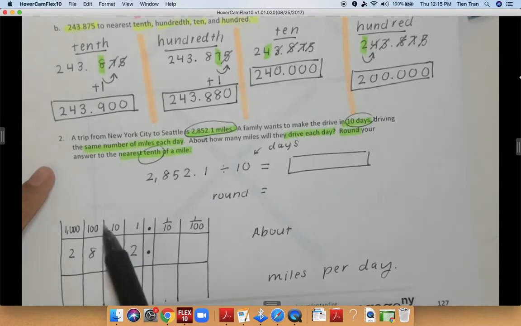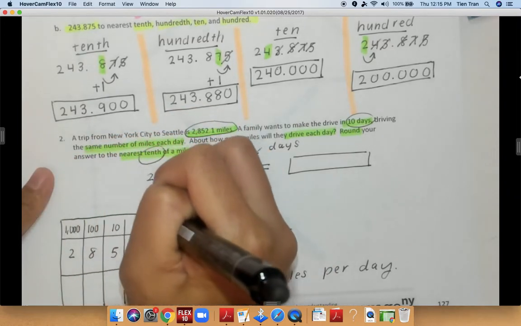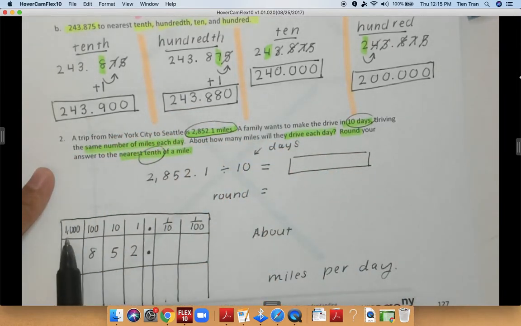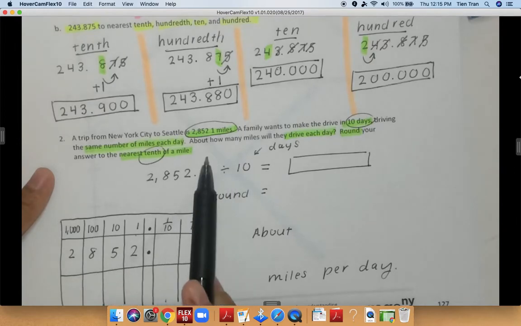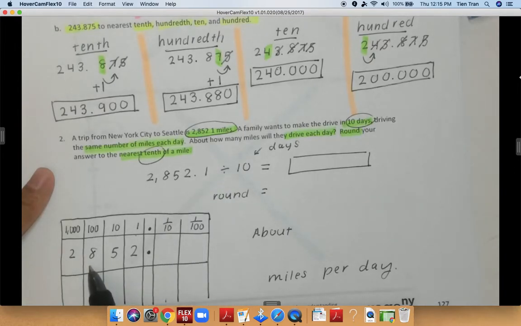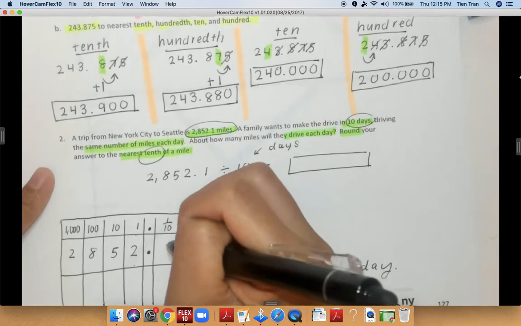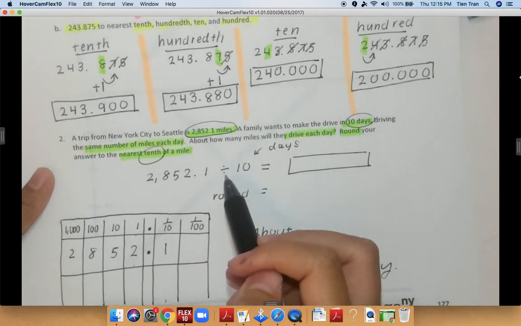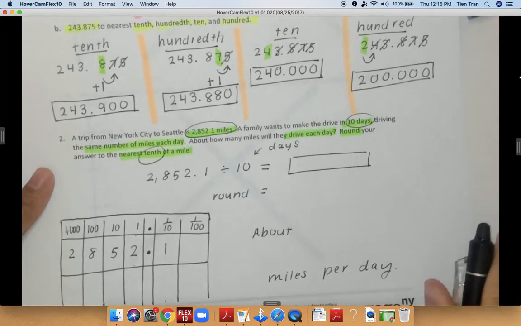And remember your place value chart. You are going to draw your place value chart. You're going to have your ones, your tens, your hundreds, and your thousands. On the other side, your 1/10s and 100s. And then I'm plugging in my number right here, 2,852.1.